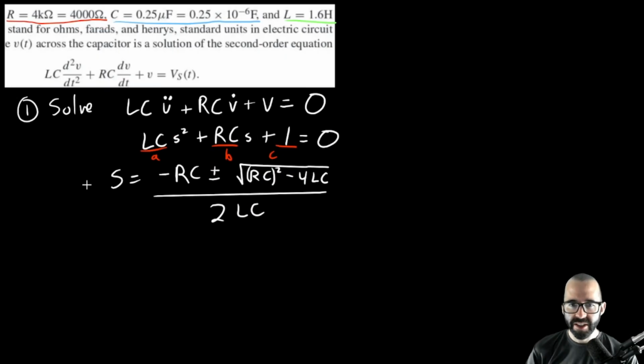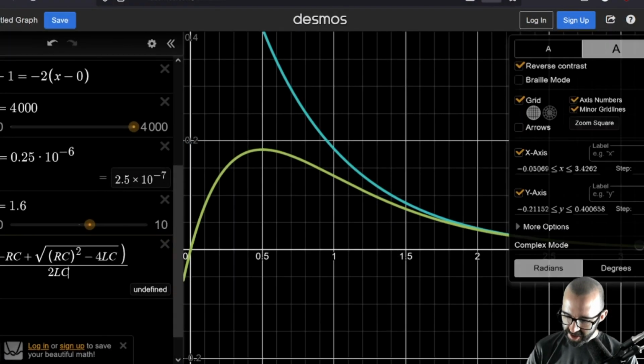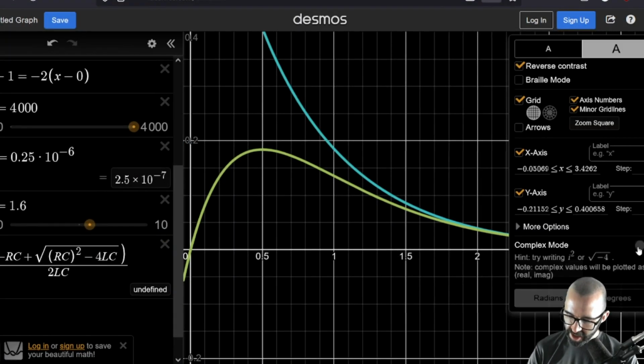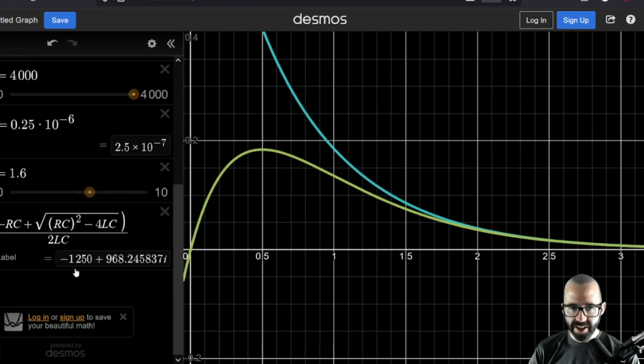RC squared minus 4LC. Just making sure I typed it in right. I did not know Desmos had complex mode. Yes, please. Thank you. Wonderful. So we get this lovely number over here. And we're going to approximate, and that's going to be okay. These are going to be the roots of it.